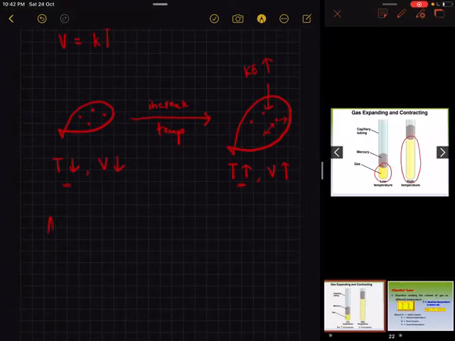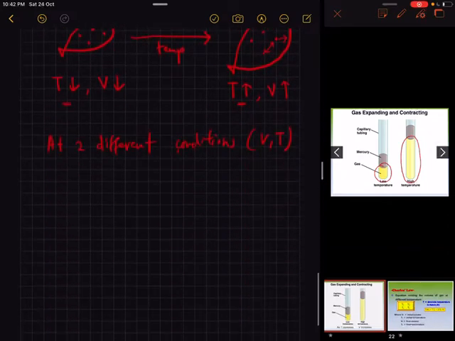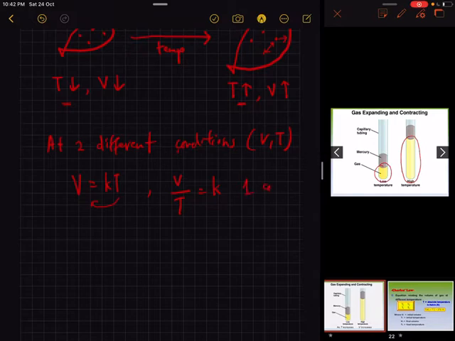Alright, so at two different temperatures and volumes, or at two different conditions. What are the conditions? V and T. So at two different conditions, the formula will be, from earlier, V equals to KT. So when you bring T to the left side, it becomes V over T equals to K. So this is at one condition. This is the formula for one condition.